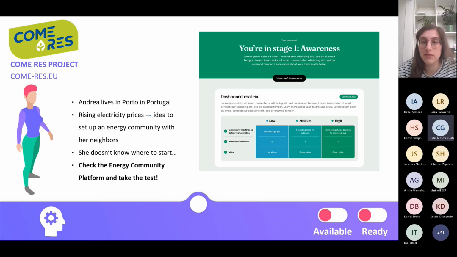So Andrea can definitely check the energy community platform, take the test, and see that they're on the first stage, the stage of awareness, and she will get all the resources relevant for setting up an energy community, also in the national language. That's also an added feature of the platform. There will be resources available in different languages. Yes, Andrea will have the opportunity to have access to a lot of information and resources.